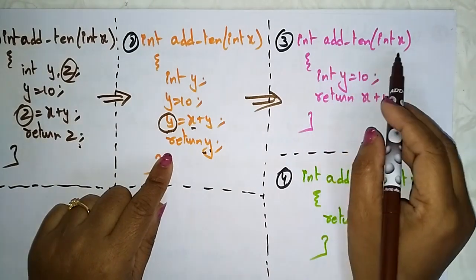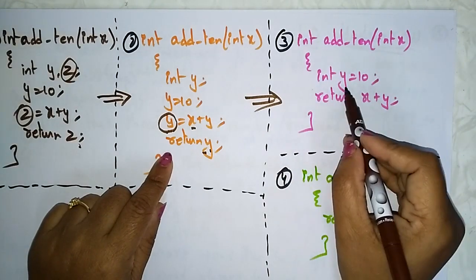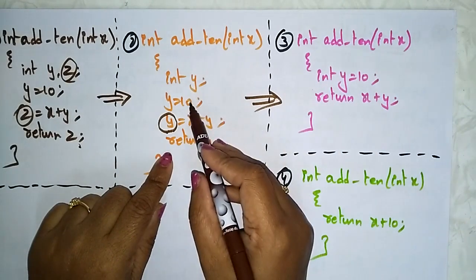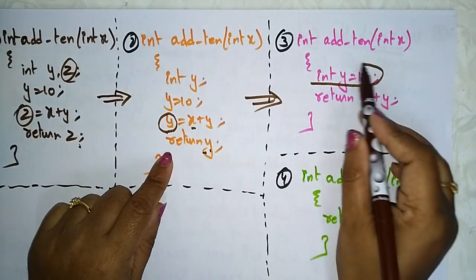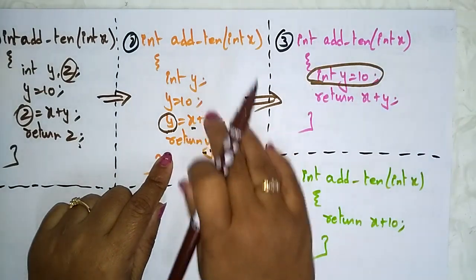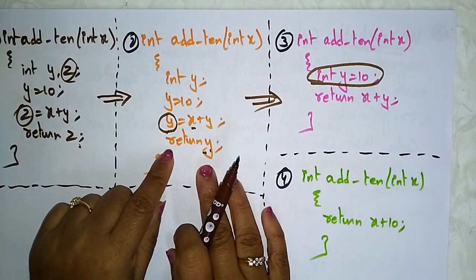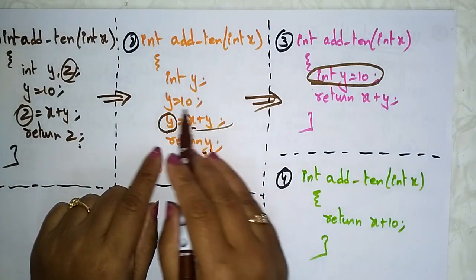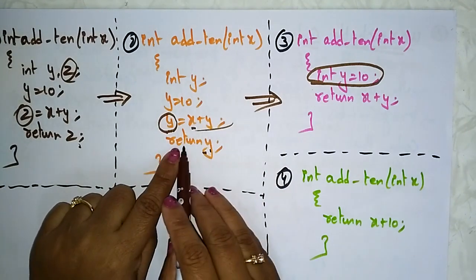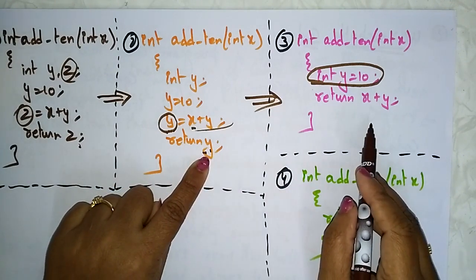Int addition 10 int x: I have taken the initialization and the declaration directly in only one step. I reduce the statements. Then, rather than performing y equal to x plus y, I directly return x plus y.